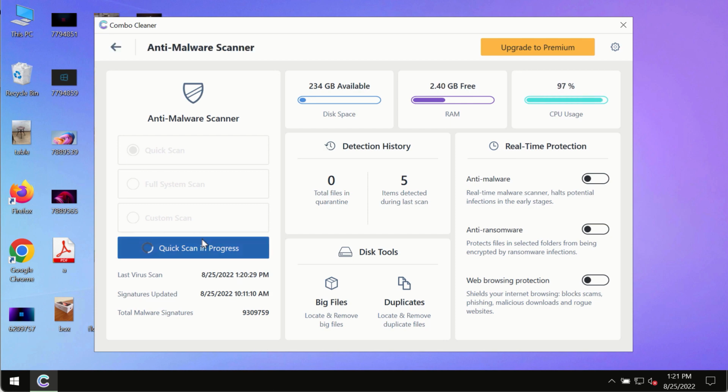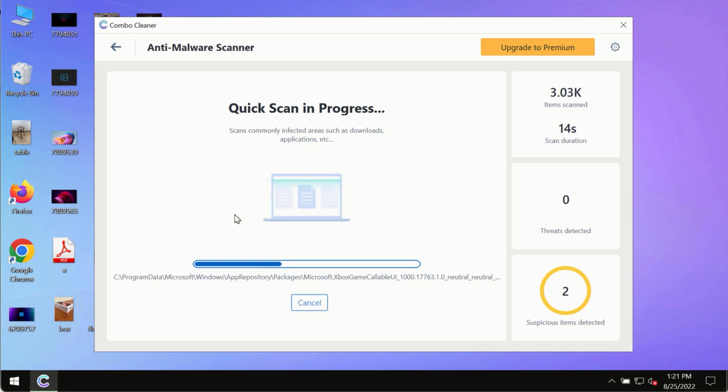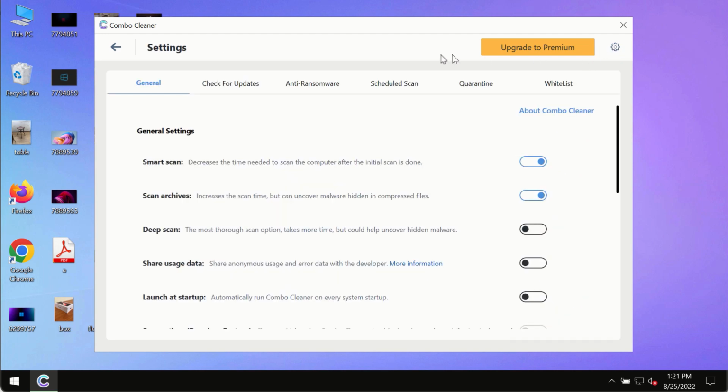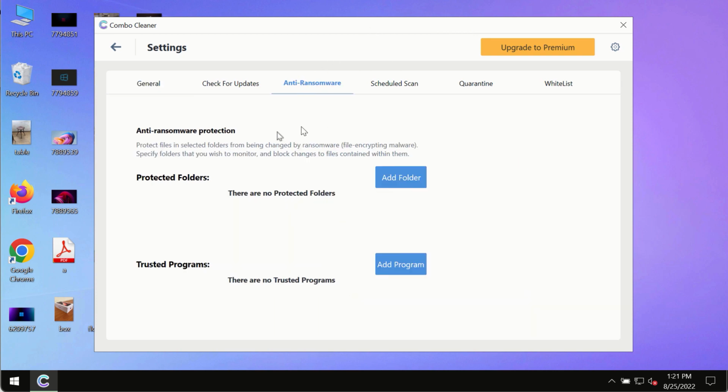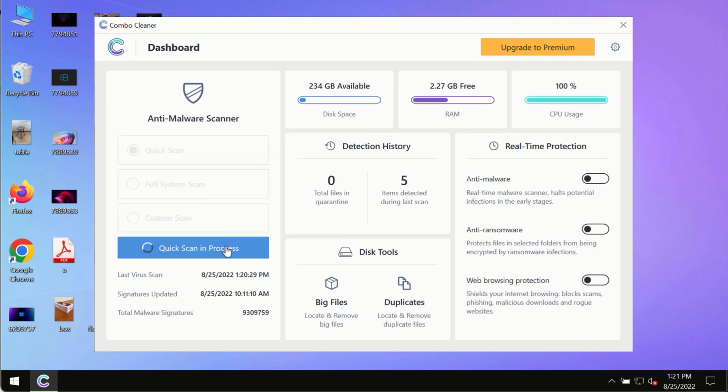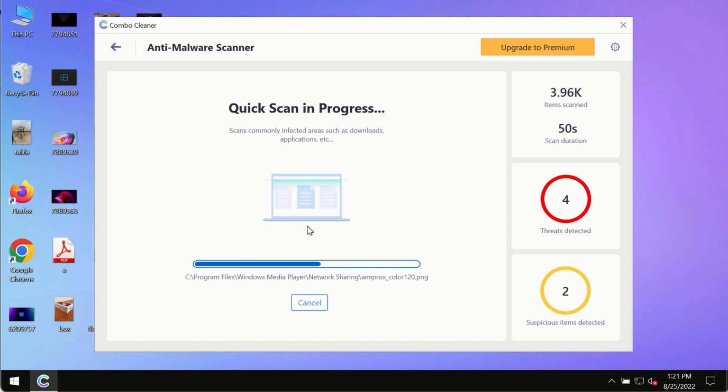trial mode. The program most likely will first of all update its anti-malware database, and of course this is crucial for proper detection and removal of any malware, ransomware, adware or other infections. While the scanning by Combo Cleaner is taking place, please pay attention to several features in Combo Cleaner, such as anti-ransomware. This feature, for instance, allows you to add several folders that will always be protected against ransomware or malware attacks.